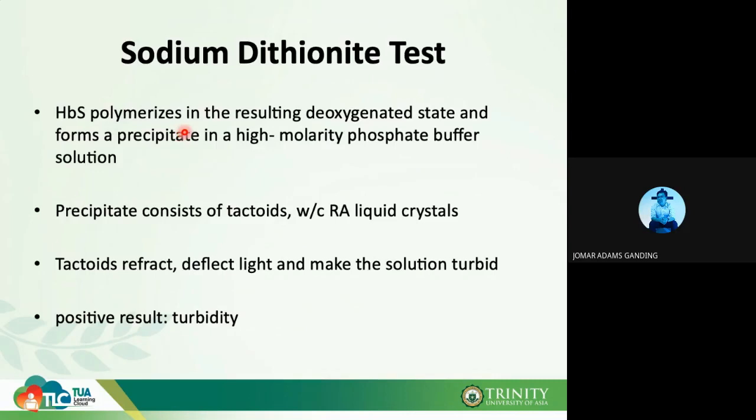Upon the removal of your oxygen, your hemoglobin S will start to polymerize, which is a result of the deoxygenated state, and will now form a precipitate in a high molarity phosphate buffer solution. The precipitate consists of tactoids, which are liquid crystals. These tactoids refract and deflect light that makes now the solution turbid. So the positive result for your sodium dithionite test is actually a positive turbidity. Kapag naging turbid yung solution after the addition of your sodium dithionite, it is a positive result for your sickling anemia or your sickling cells, okay? Sickling cells. Mamaya, just hold on to your horses.